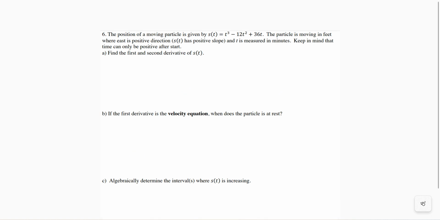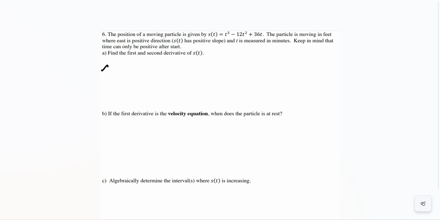Hello, today we are doing exam 2, page 9 and 10, question 6. This question is asking us to do position and velocity, and this is normally derivatives. So let me move this.